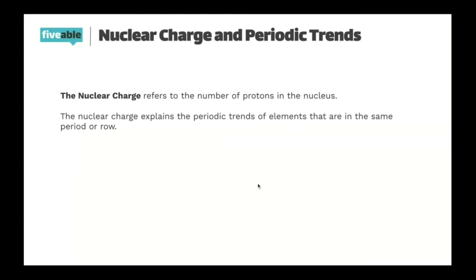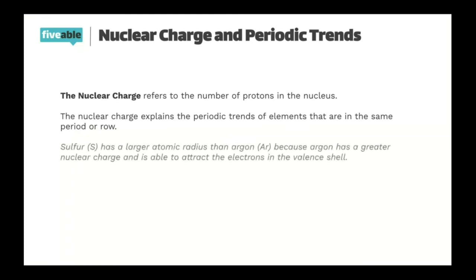So as far as this goes, nuclear charges will tend to explain the trends of elements that are in the same period or row, left and right. So sulfur, when we're comparing to argon, has a larger atomic radius because argon has more protons in the nucleus, and it's able to attract the valence electrons that are in the same shell, right? The same energy level.